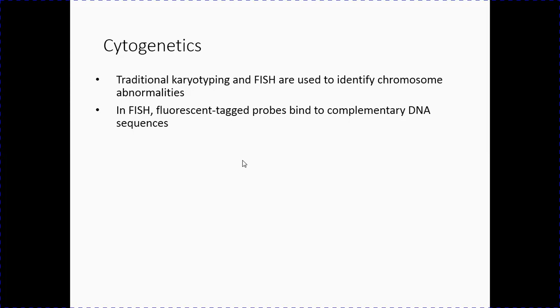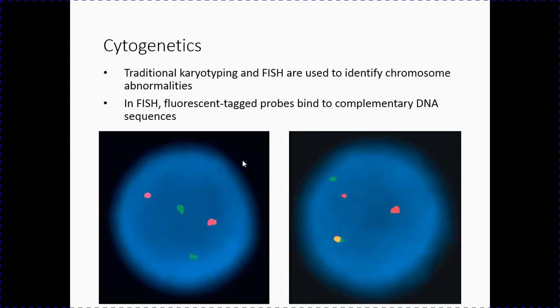FISH, we're going to fluorescently tag probes to bind to the complementary DNA strands of the sequences. And as you may recall, we're going to use interphase cells that get hybridized with that complementary molecular probe. If we look at this example, in this case, they did this to look at the chromosome 9 and 22 translocations of a patient with CML.